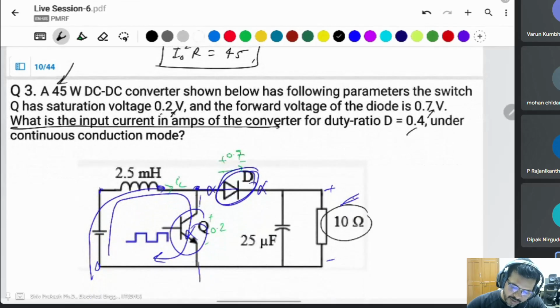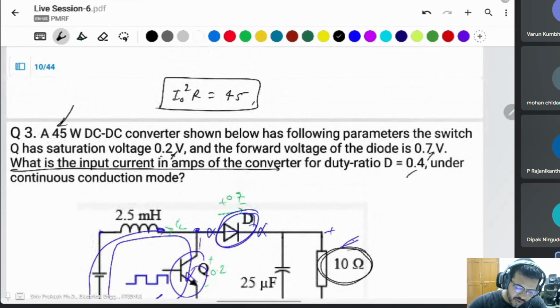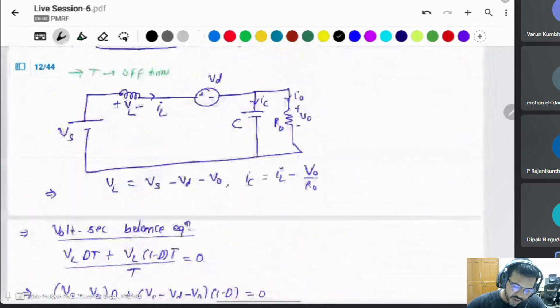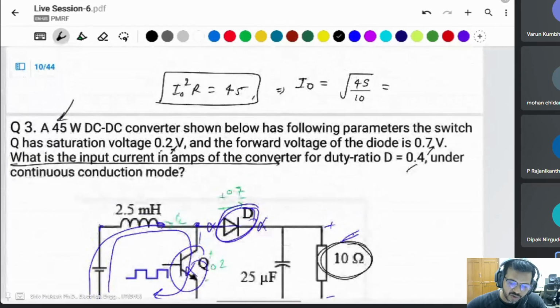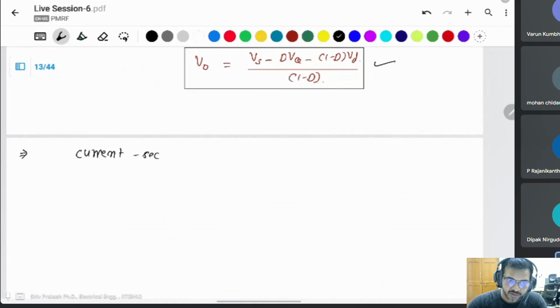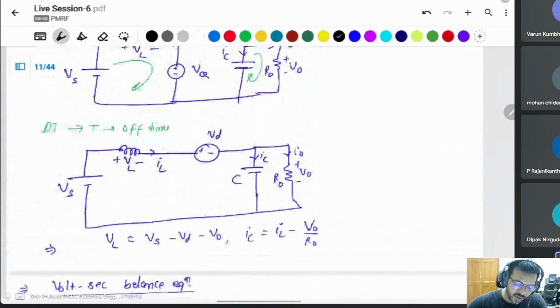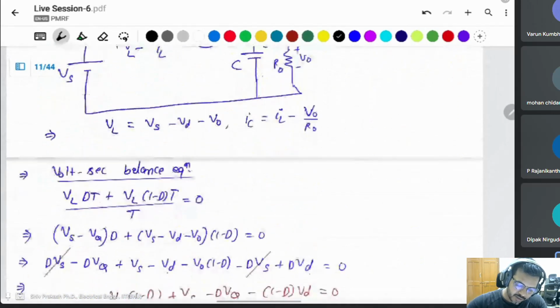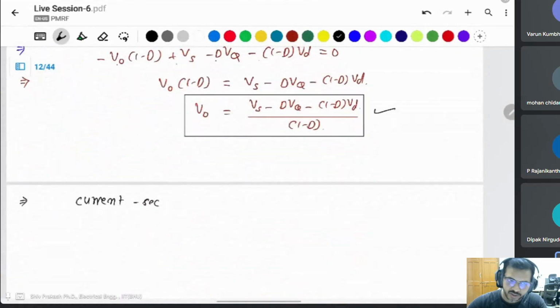The 10 ohm is given. Then you can calculate the I naught. I naught will be root of 45 divided by 10. I naught is there. Then we can calculate the V naught also, from V naught squared divided by R naught. This is the voltage equation for this converter. If this type of converter is given in any question with voltage drops at the diode and switch, then you can calculate the output voltage from this equation for the boost converter.